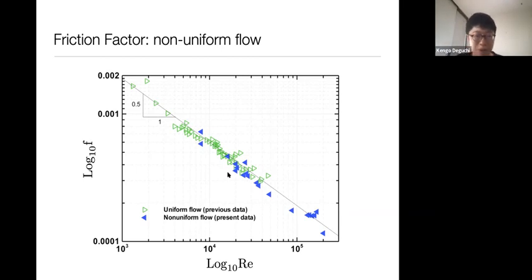Yeah, and I found that this experiment is a very nice way to see this spectrum.